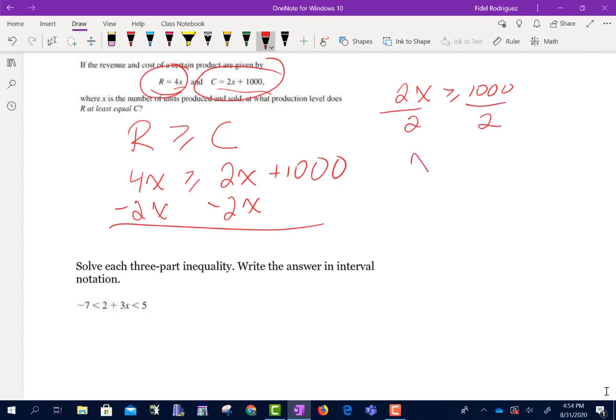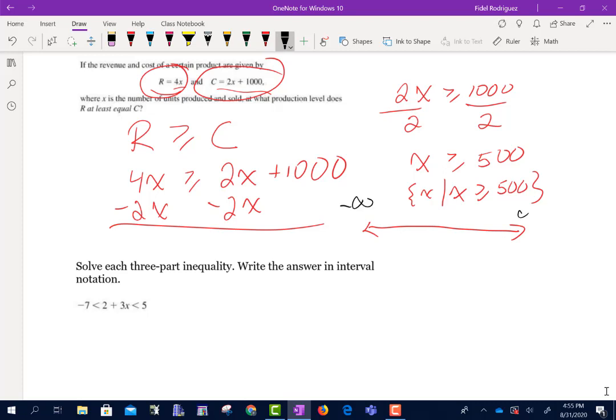Okay. I'm going to minus my 2X on both sides. That's going to give me 2X is bigger than or equal to 1,000. So when we divide both sides by 2, X has to be bigger than or equal to 500. Okay, so here's my solution set.